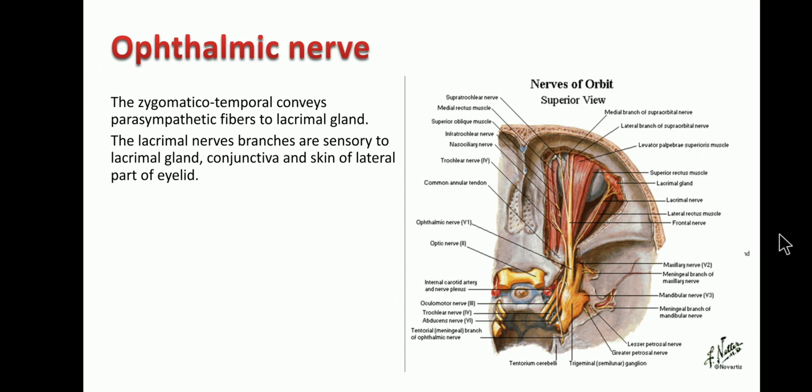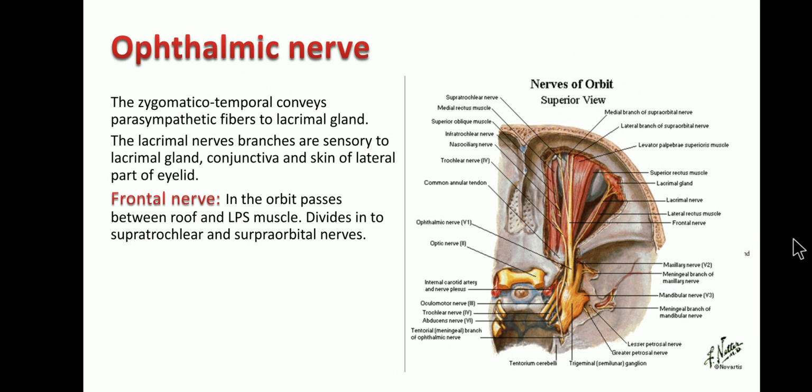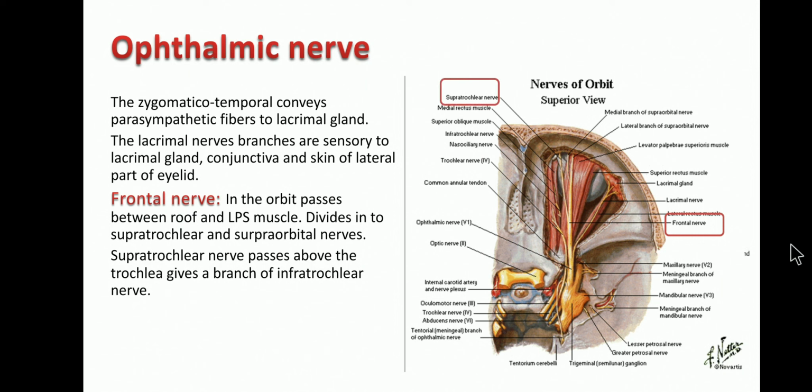The next nerve which we are going to discuss is the frontal nerve. Here you are able to see the frontal nerve, which enters the superior orbital fissure from the lateral compartment. It is present on top of the levator palpebrae superioris muscle and below the roof of the orbit. It divides into the supratrochlear and supraorbital nerve.